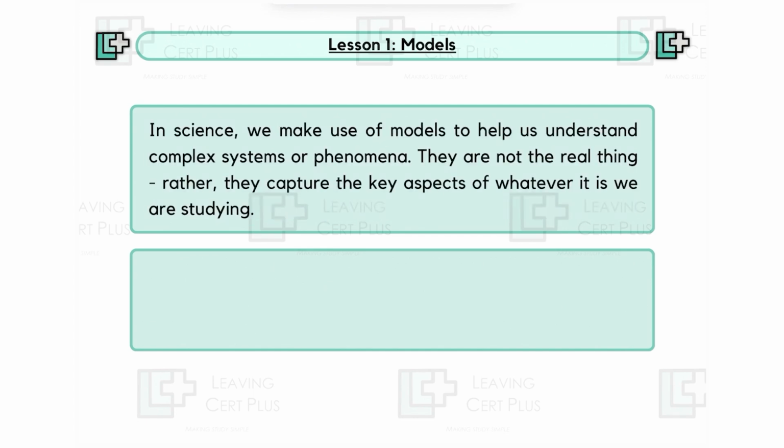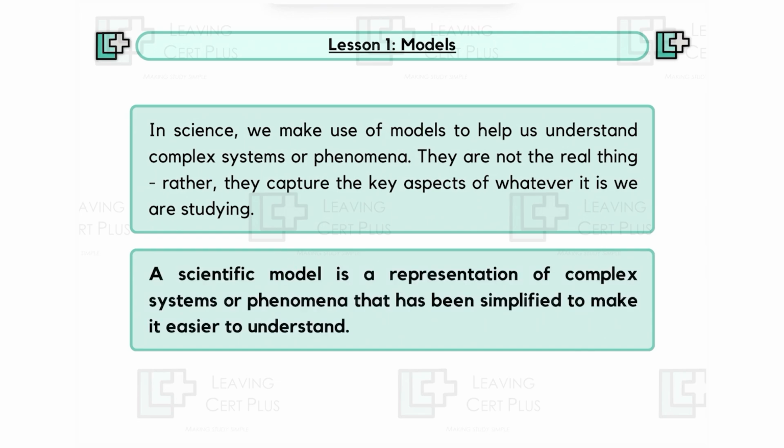So in science, we make use of models to help us understand complex systems or phenomena that are not real, rather they capture the key aspects of whatever it is you're trying to study. So a scientific model is a representation of complex systems or phenomena that has been simplified to make it easier to understand. Now, obviously, it can't be the real thing because then it wouldn't be a model. It would be the real thing. So it always has to be referred to as a representation of some sort.